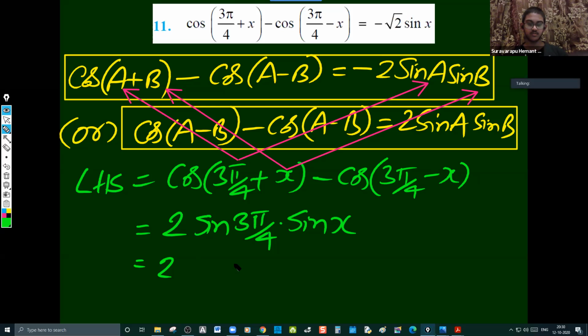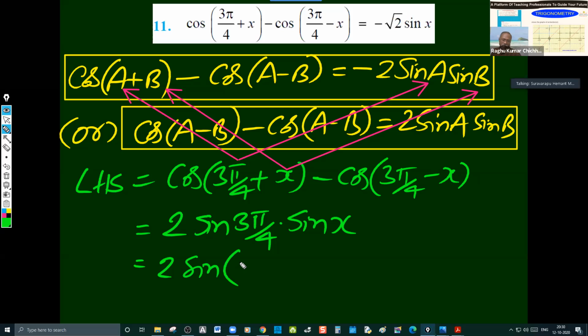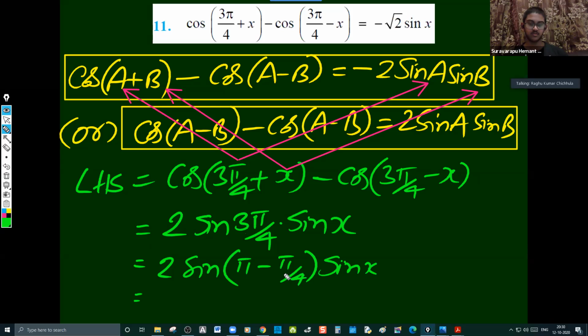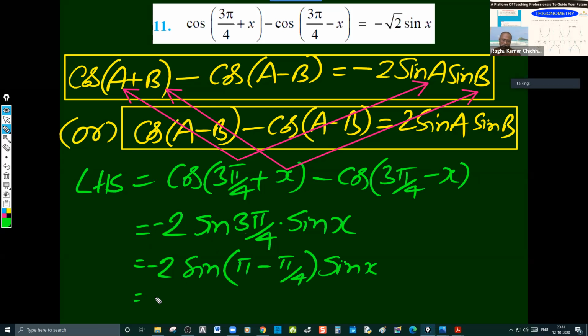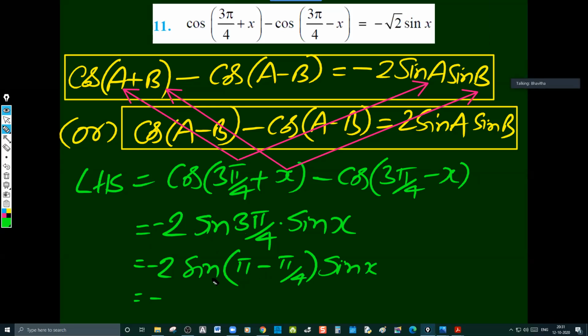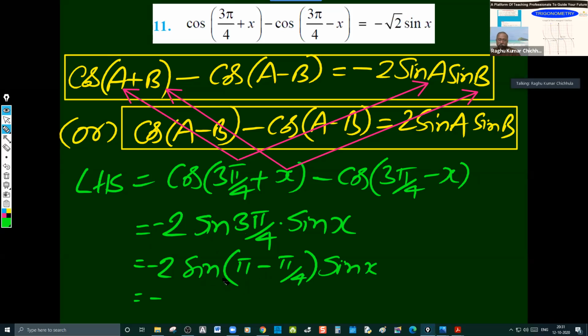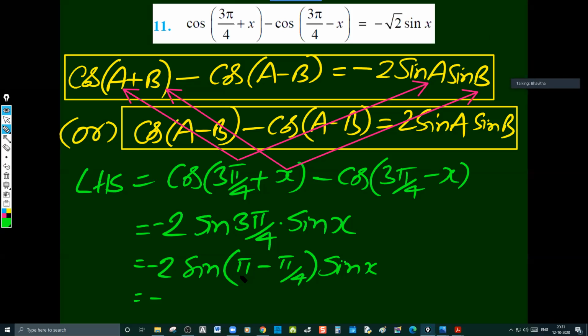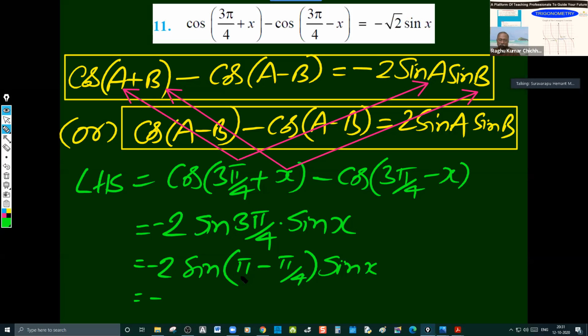Then you can write 3 pi by 4 as pi minus pi by 4. Correct or not? Yes, sir. What is pi minus pi by 4? And I have forgotten to write minus here, please. You have to write minus. Come on, tell me, which quadrant it is? Second quadrant. Sign is positive or negative? Positive. For 180 degrees, will it change or not? It won't change. So minus 2 sine pi by 4 sine x, please.